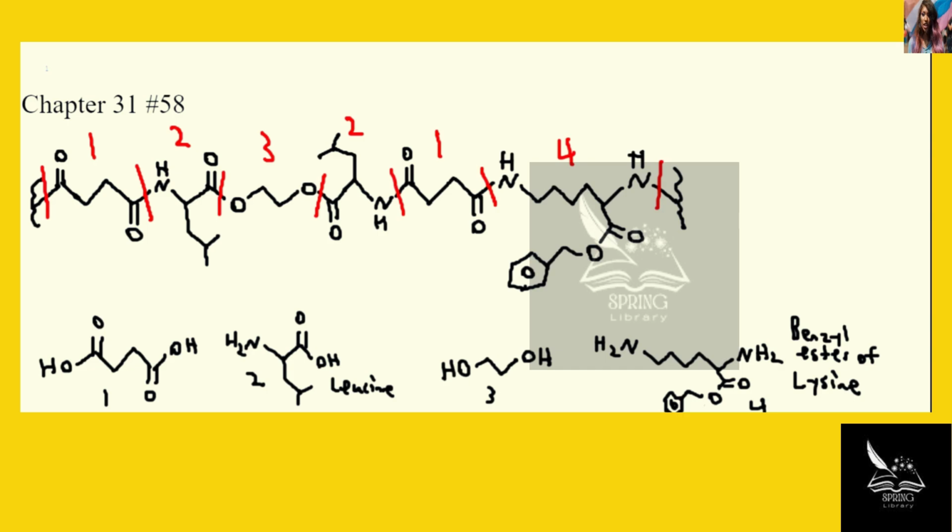Right. Okay. So those are our 4 monomers drawn at the bottom and numbered. And the 2 amino acids again are leucine and the benzyl ester of lysine. And the way to solve this problem is just to hydrolyze each of these amide and ester bonds, and then to look at the pieces that gives you. And again, that's the answer to chapter 31, problem number 58.